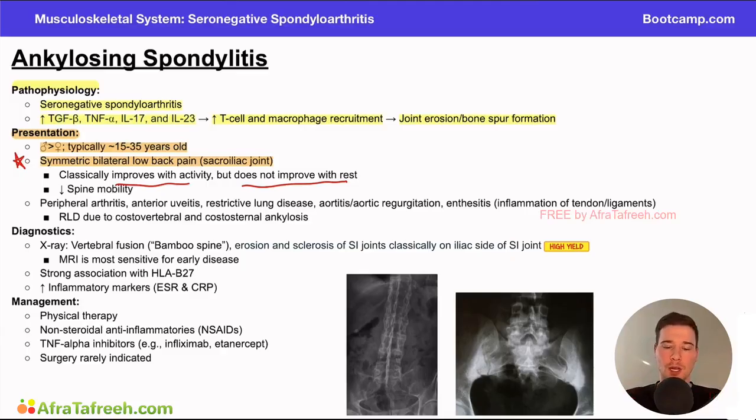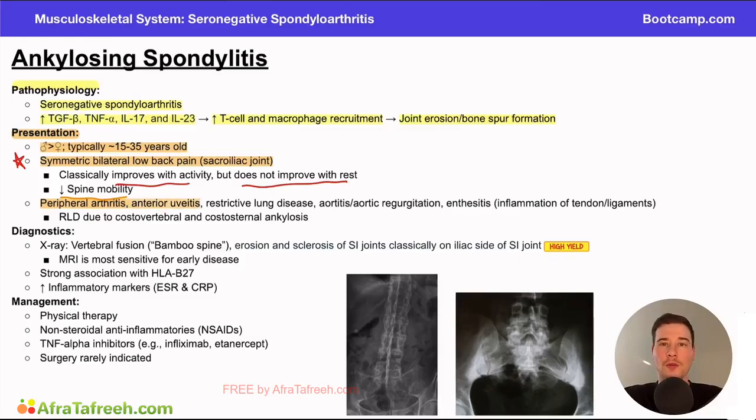Now, the question could also talk about the range of motion. As you would expect, we're going to have decreased spine mobility, right? And we're going to talk about why this is specifically when we talk about our diagnostics here in just a moment. Now, they might also talk about some other findings, right? These would be the classic ones that talk about the sacroiliac bilateral joint pain, but they can also talk about arthritis in other areas such as the knees, the ankles, the hips, anterior uveitis.